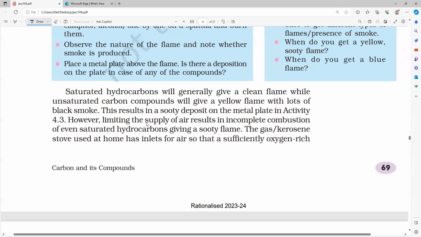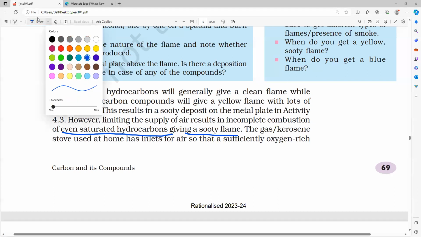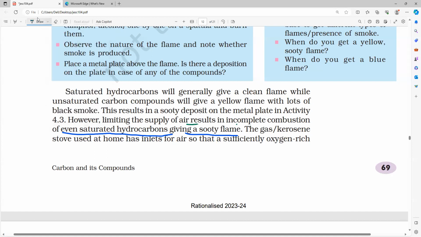Now you can see, saturated hydrocarbons are fine. Sorry, saturated hydrocarbons give a sooty flame when there is incomplete combustion. So note that point. If there is not sufficient oxygen, this is very important. So saturated hydrocarbons also give a sooty flame when there is incomplete combustion.